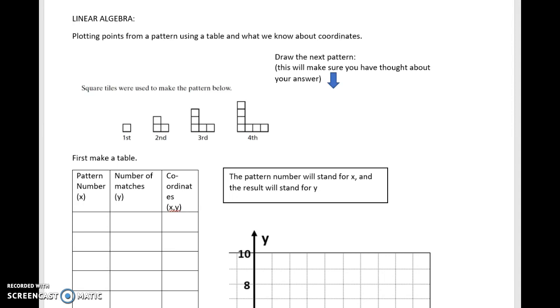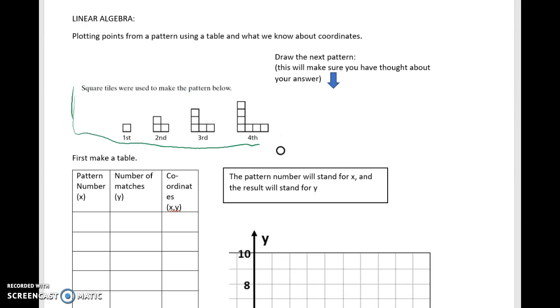So, we are going to look first of all at the square tiles that we use to make the pattern that you can see over here that's given to us. So we have the square tiles we use to make the pattern below. We have our first pattern, there was one tile. The second pattern, there were 3 tiles. The third, there were 5, etc.